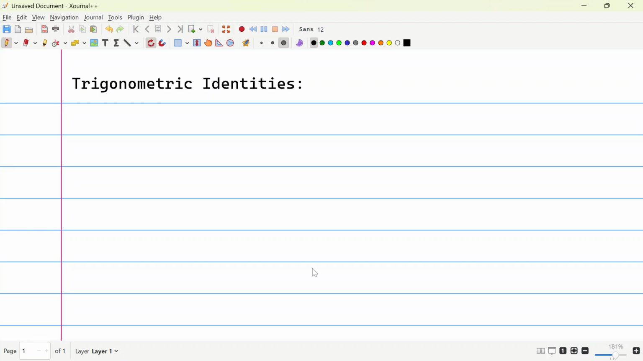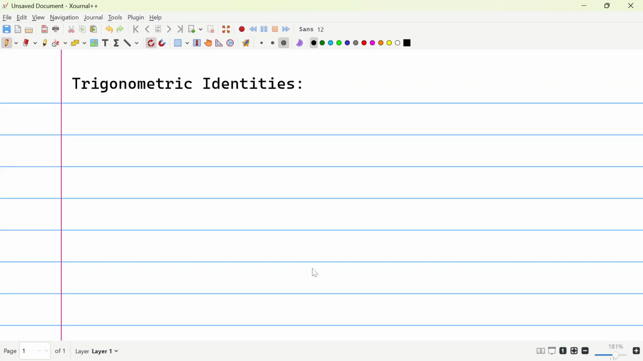Hello everybody. We are going to be dealing with trigonometric identities. There are two identities that we really need to know in grade 11 right now, and in grade 12 you'll learn a couple others. But for now, let's stick to these two. They're very basic, and we're going to learn how to apply them in certain types of questions.